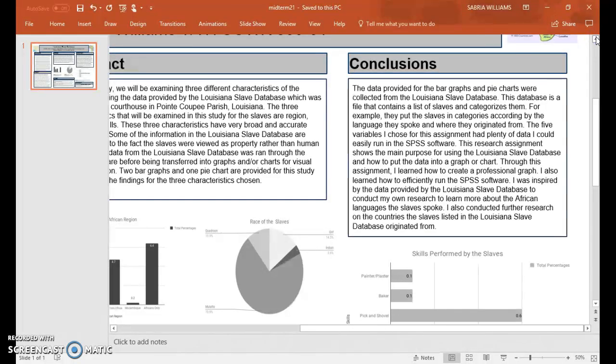For the conclusion of this, basically going back over, this is the Louisiana Slave Database. The information in my project talks about race, region, and skills performed by the slaves, and showing you the percentages and basically how to use the SPSS software and the Louisiana Slave Database to produce professional graphs.